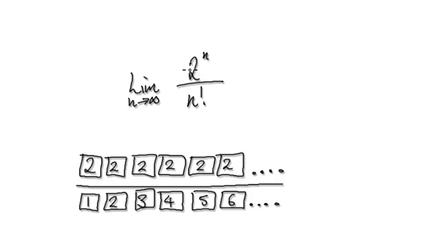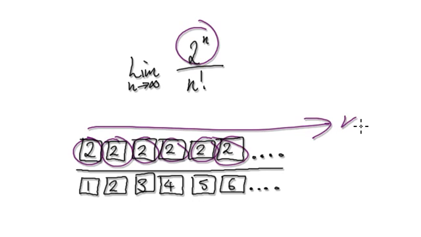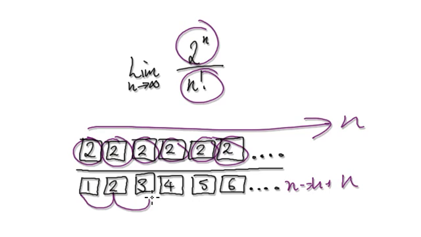So let's start by trying to understand what's going on here. 2 to the power of n, you can think of it as being 2 times 2 times 2 times 2 times 2 times 2, n times. And n factorial is really n times n minus 1 times n minus 2 times, well, you can think of it as being 1 times 2 times 3 times 4, and so on.